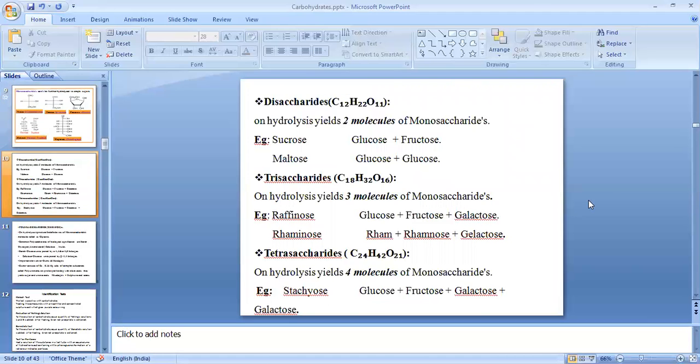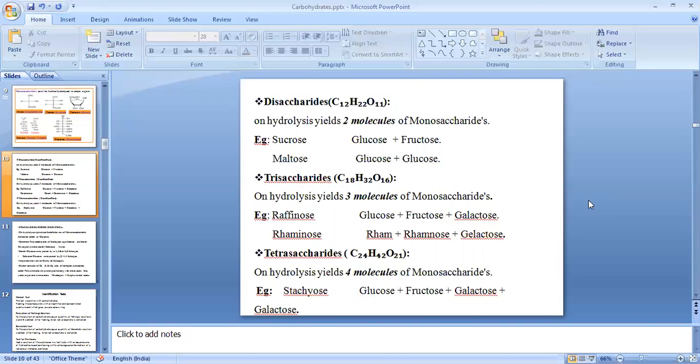And next to the monosaccharides, the next classification is the disaccharide, which on hydrolysis yields 2 molecules of monosaccharides. Example, sucrose: when you hydrolyze sucrose, you get glucose and fructose, 2 different monosaccharides. And maltose is another example, which is present in the malt extract and has 2 molecules of glucose.